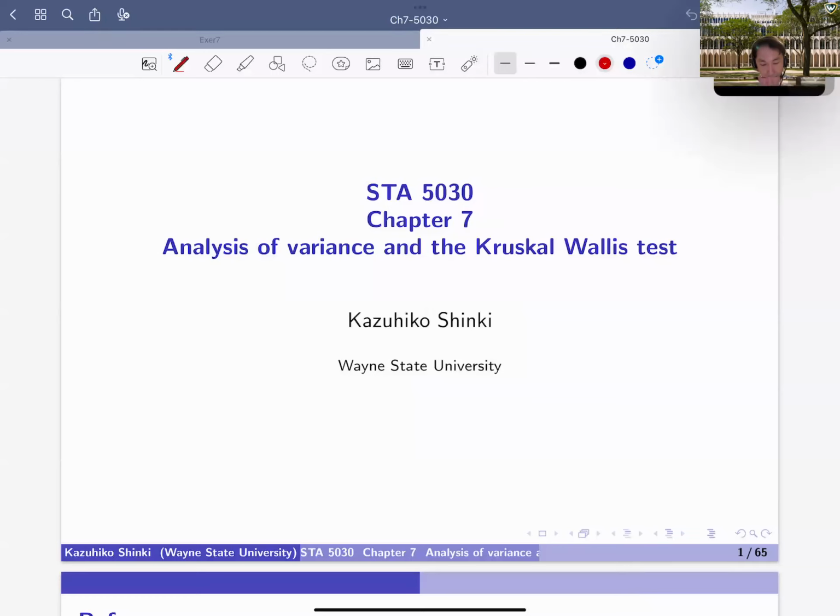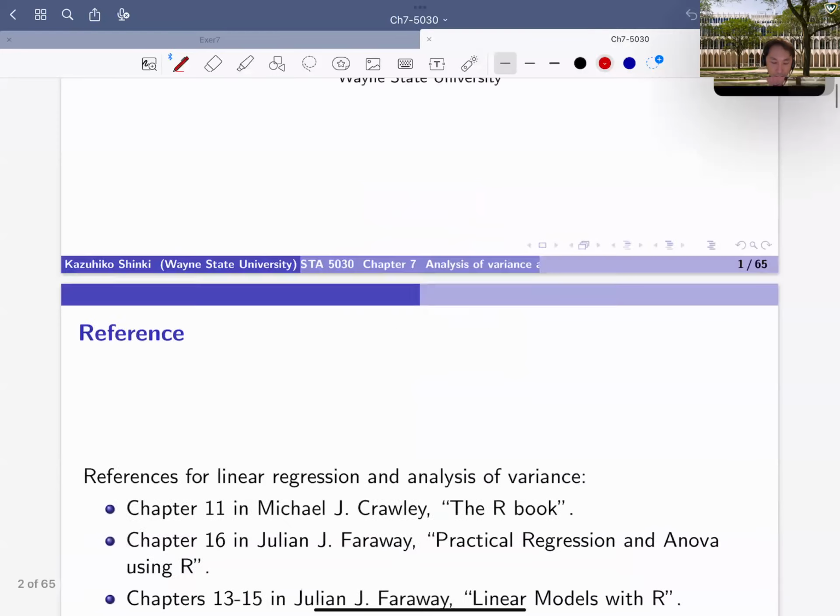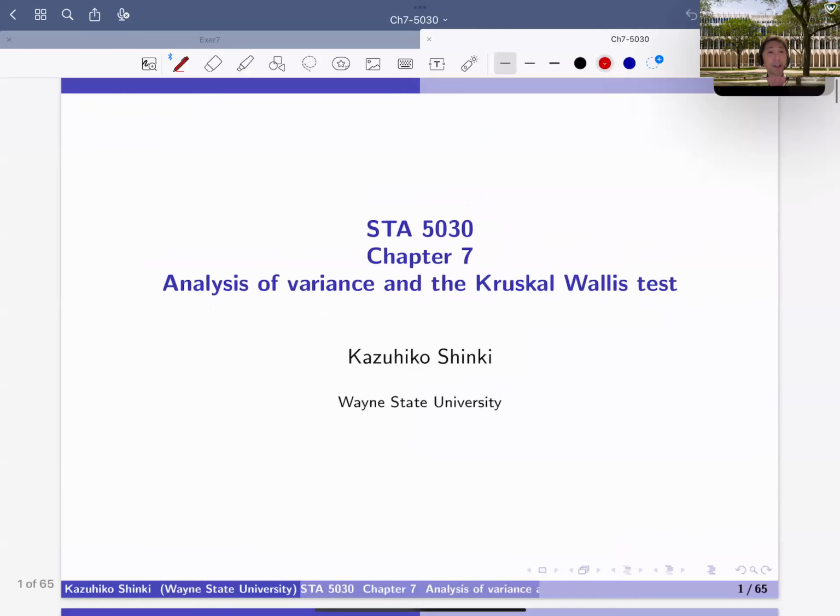So chapter 7, analysis of variance. Analysis of variance is a kind of generalized version of the t-test. So in the t-test, we compare two groups. For example, the control group and the treatment group, or maybe apples to oranges, the size of apples and size of oranges, and see if the two groups have a difference. In analysis of variance, we extend it to several groups.